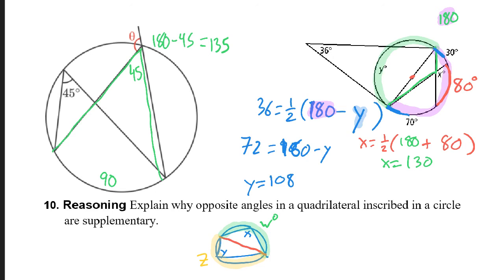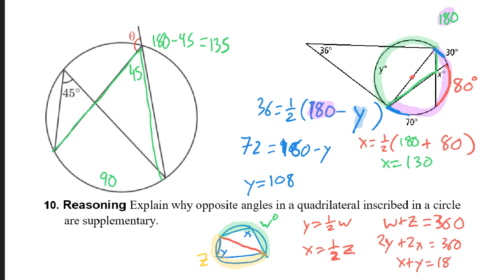And then it should be, hopefully, a nice series of things where we'd say y is half w, x is half z, and it's very clear that w and z make up the whole thing. And so now if I just replace these, I'd say that 2y plus 2x, because z is double x, is 360, so x plus y is 180, which therefore is supplementary. So there was kind of like a little proof of that.